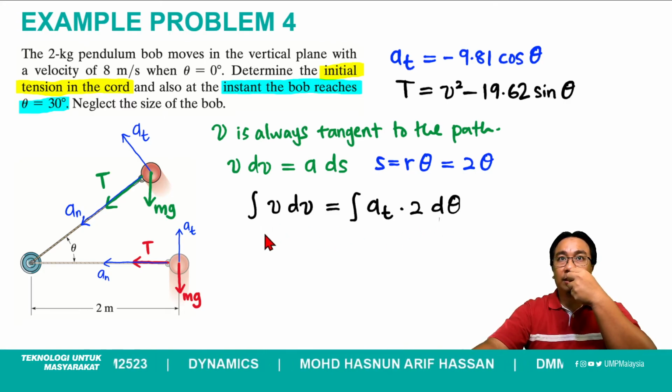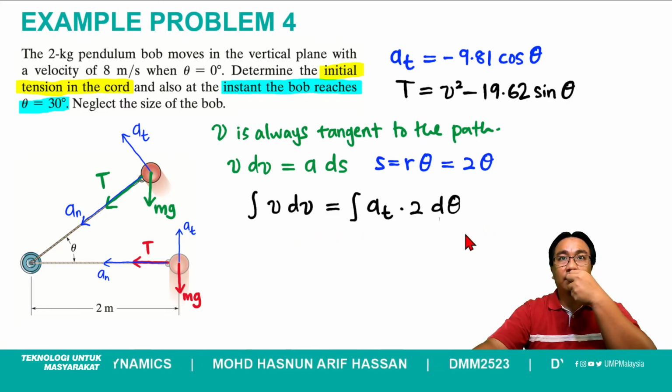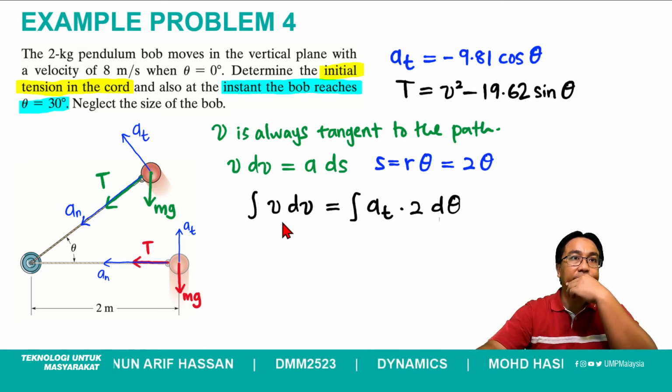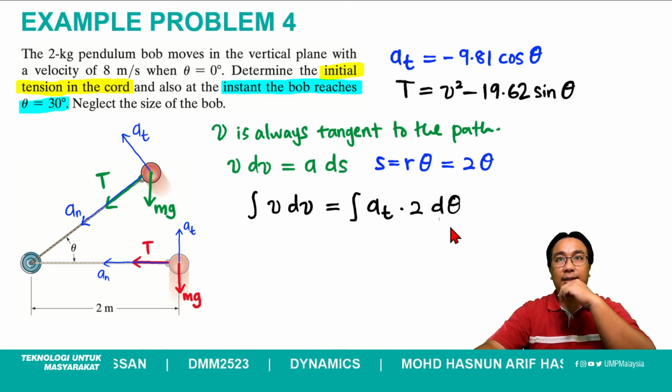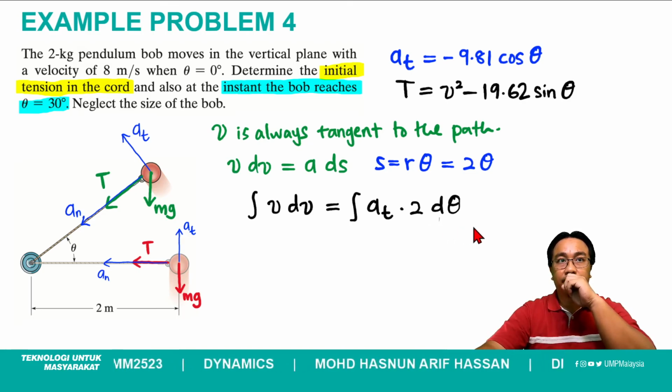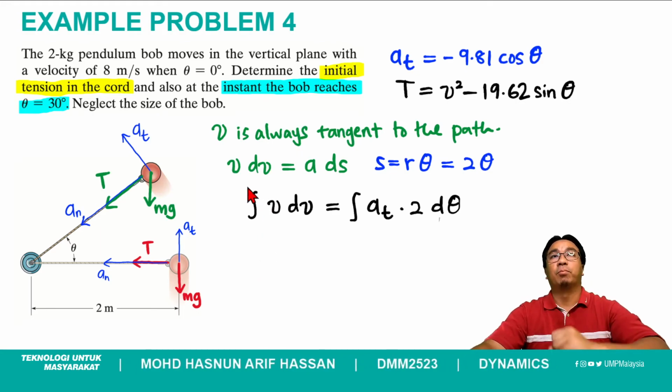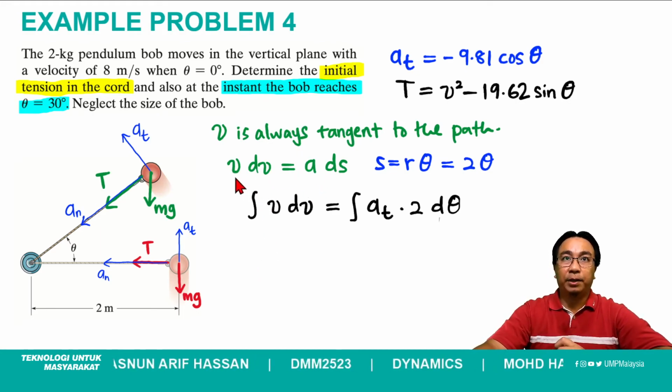Do you clear until this point? Ada siapa-siapa yang tak jelas tak? Macam mana boleh dapat sampai sini? Is this clear? Clear. Okay.